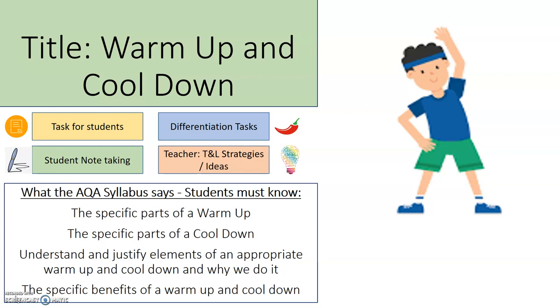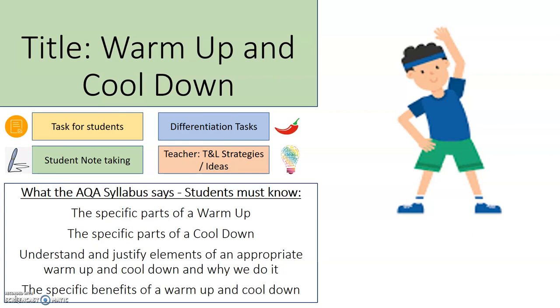So just a reminder in regards to the platform, any text boxes you see in yellow are tasks for students. Any in green are where the students should be note-taking. Obviously, if you see any blue text boxes, then they are the differentiation tasks. And any red text boxes are ideas for teachers specifically in terms of teaching and learning strategies.